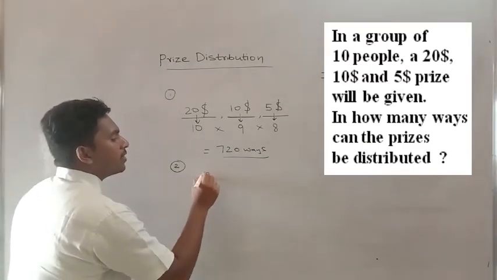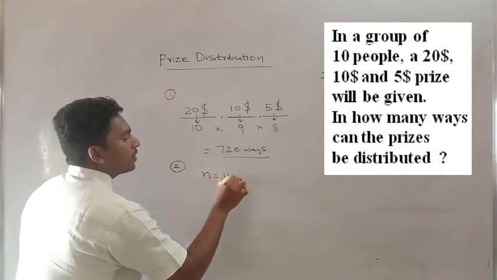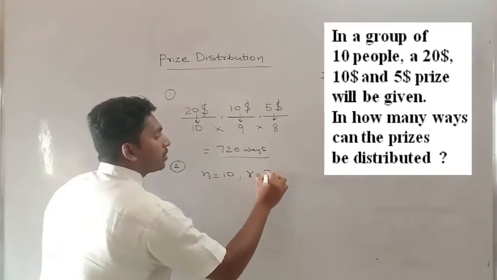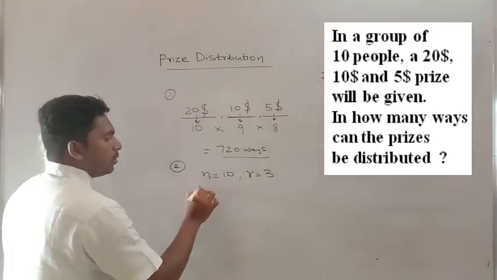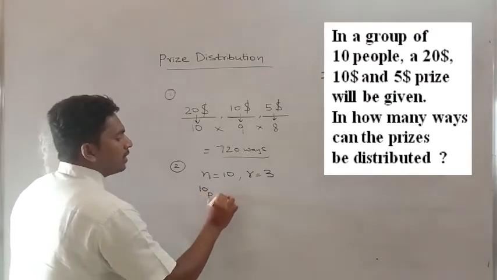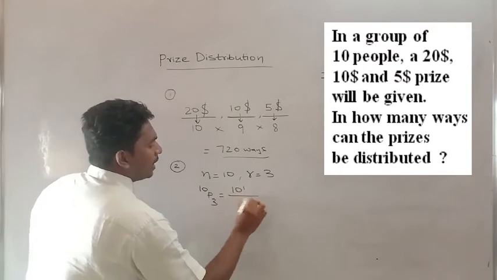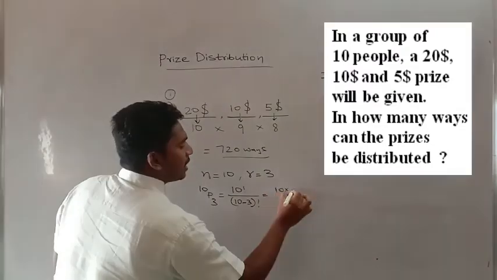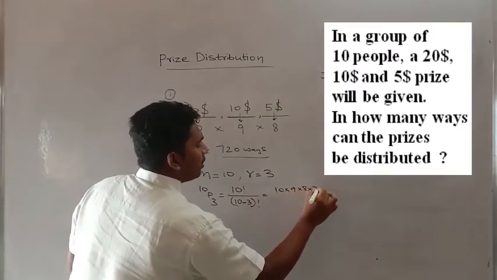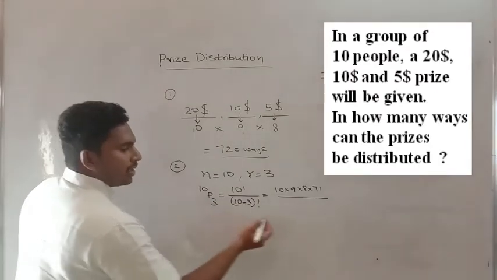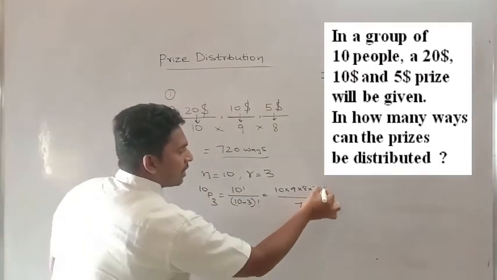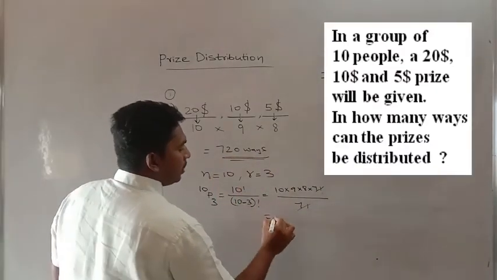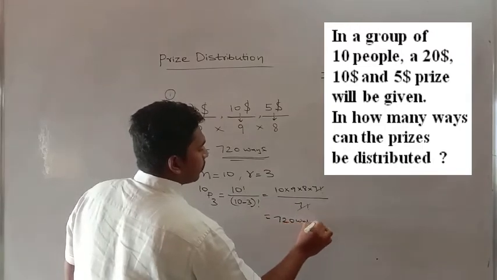How many persons are there in total? 10 persons, so our n is 10. How many prizes are there? Our r is 3. As it is a permutation, 10P3 is 10 factorial by (10 minus 3) factorial. You can write this as 10 into 9 into 8 into 7 factorial, since 10 minus 3 is 7 factorial. The 7 factorial gets cancelled, and finally you will be left with 720 ways.